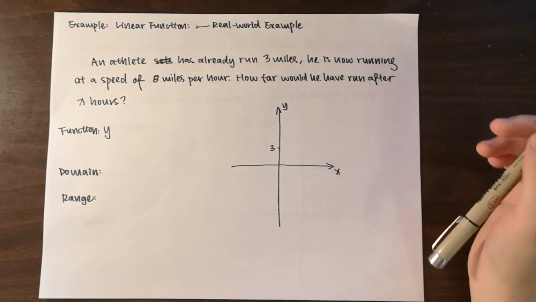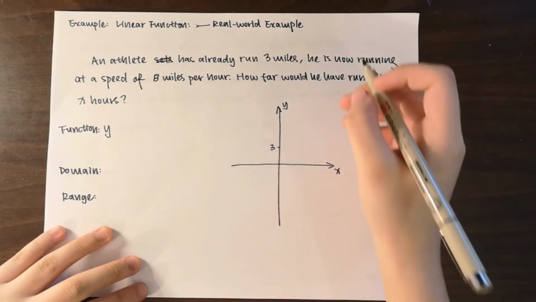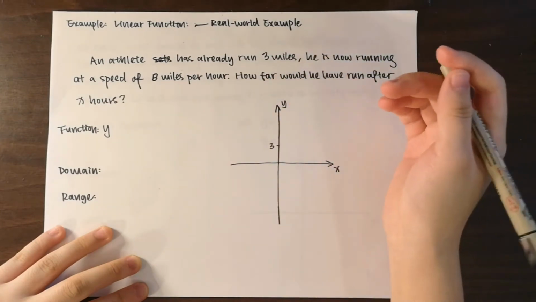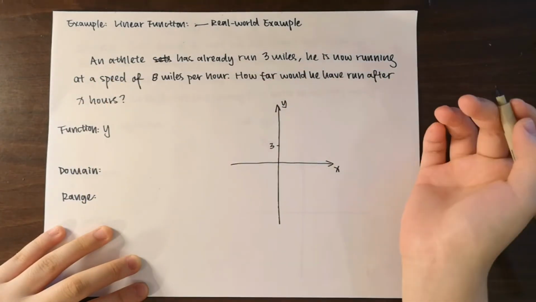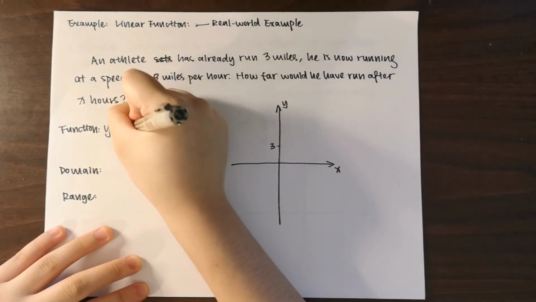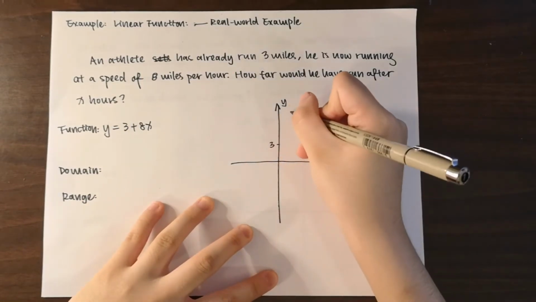So for a linear function, let's say I have a problem that says an athlete has already run 3 miles. He is now running at a speed of 8 miles per hour. How far would he have run after x hours? So let's set up the question. Let the number of miles he ran be y, and it's given that he ran for x hours, so he runs a total of, he already had 3 miles, so 3 plus 8x.